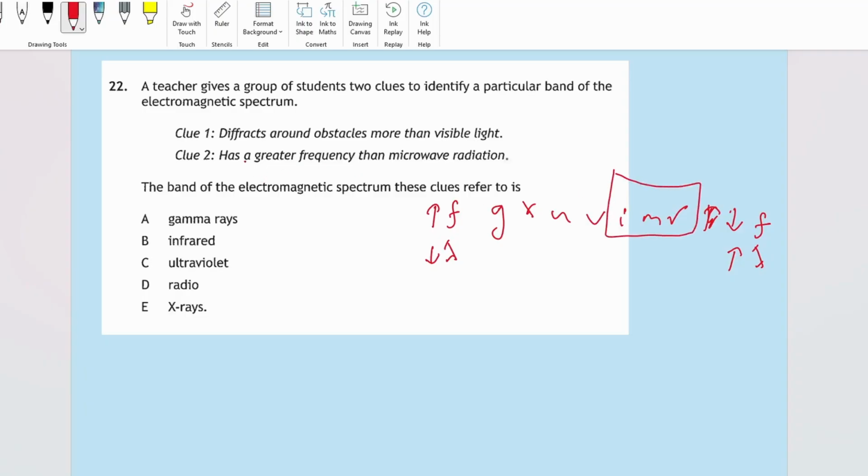And clue 2 says has a greater frequency than microwave radiation. So microwave radiation is M over here, and we want the one closest to this side. So that works out to be this one, infrared radiation. So that works out to be B.